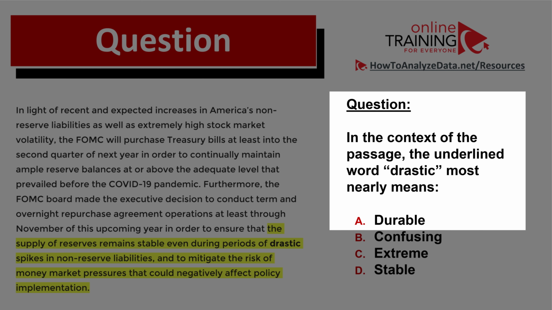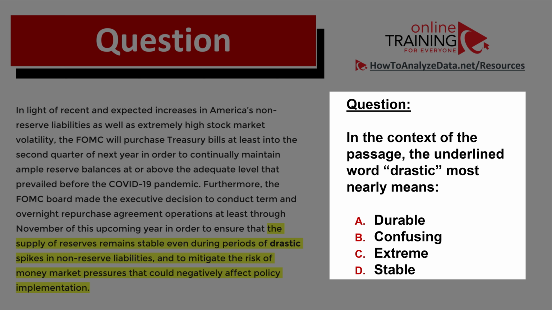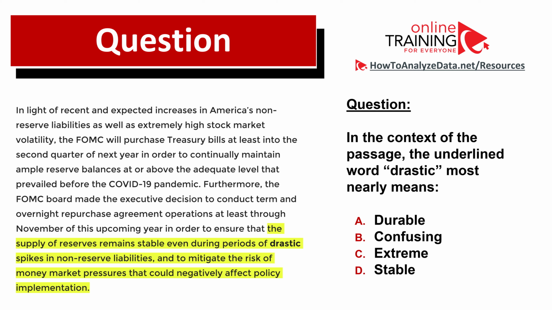Choice A, durable. Choice B, confusing. Choice C, extreme. Or choice D, stable. If you feel that you know the answer, please post it in the comment section of this video. I will share with you my feedback shortly.